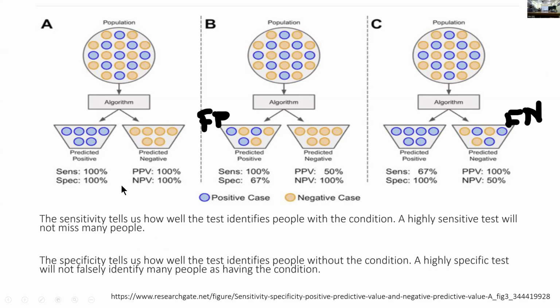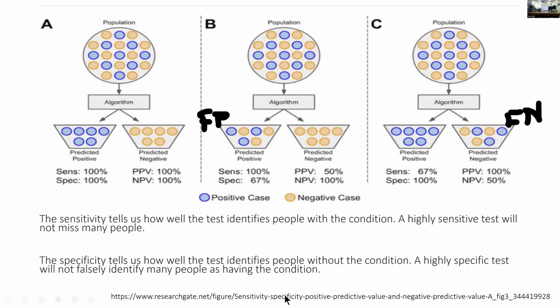Now, if we have a perfect test, in which specificity and sensitivity are both 100, it will correctly predict positives and correctly predict negatives. Now, suppose you look at this test, in which sensitivity is very good, 100%. We said a sensitive test, if negative, will rule out disease. A sensitive test will pick up all the patients with the disease. So it tells how it identifies people with the condition. A highly sensitive test will not miss people.